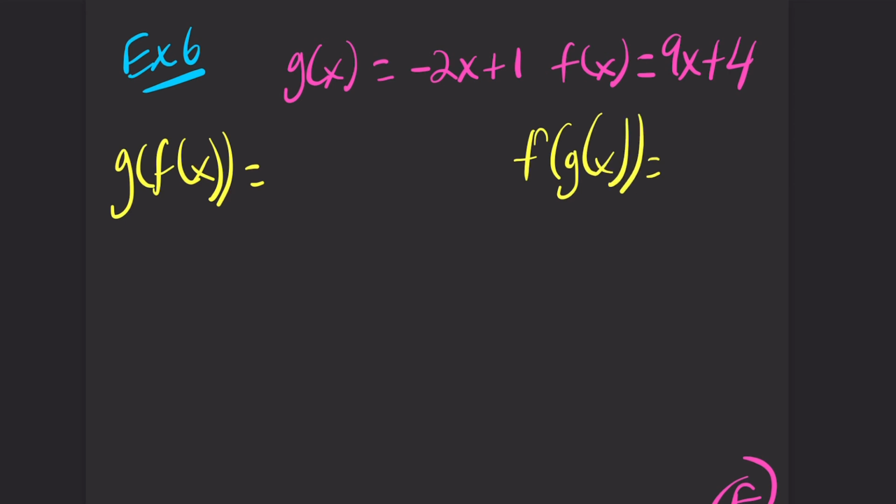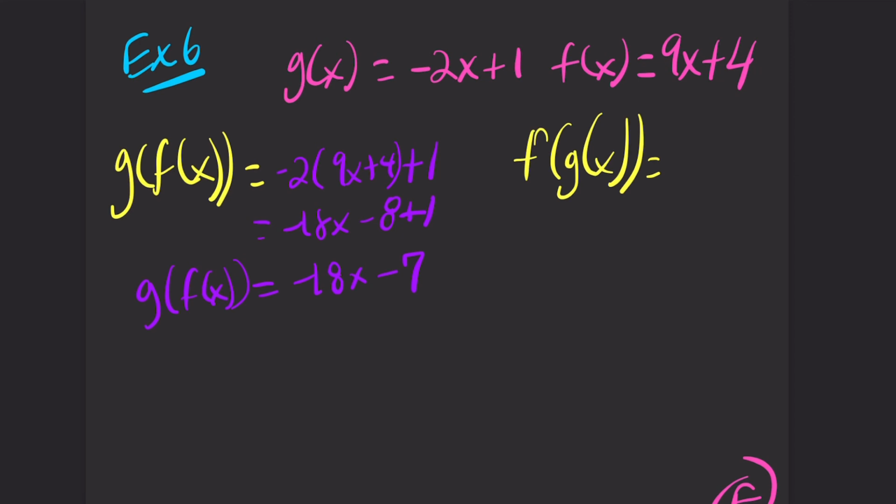Okay, so for the left side, we are going to put f of x inside of g of x. So we're going to put all of this inside of x. So negative 18x minus 8 plus 1. If I simplify, I get the following. So notice that I did not get x, so therefore I can stop here and say f of x and g of x are not inverses.